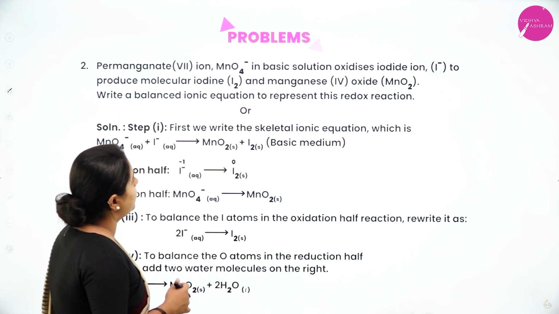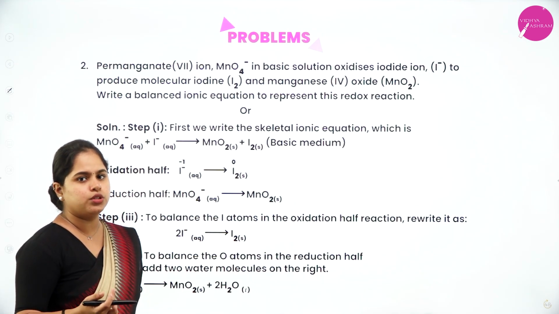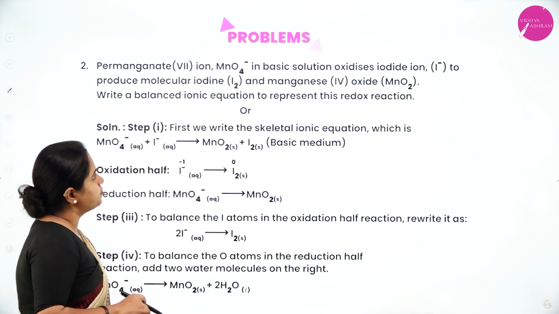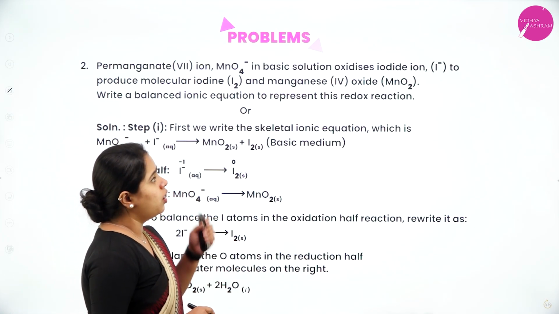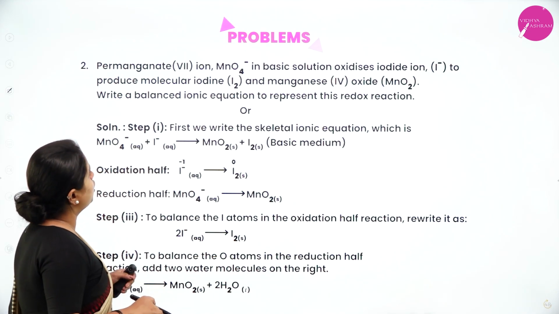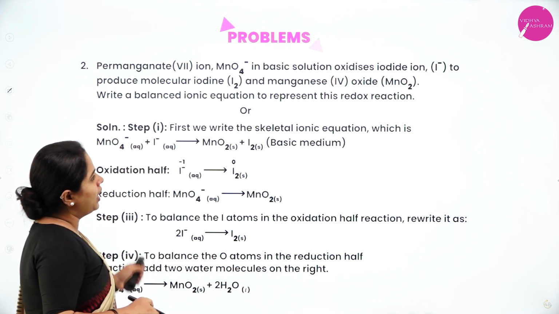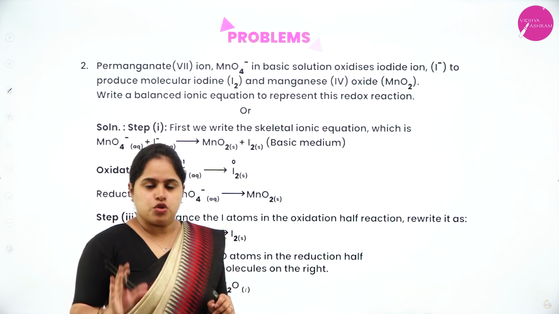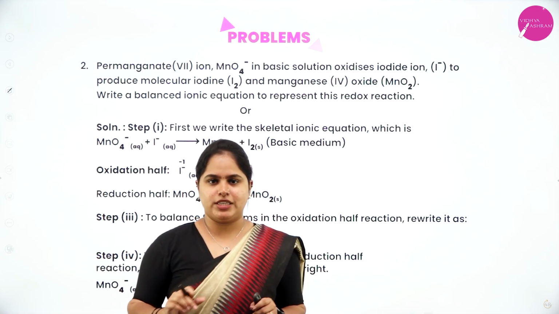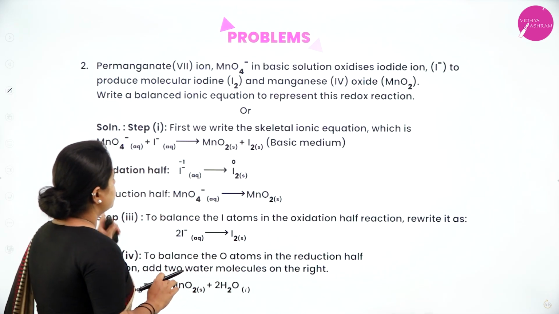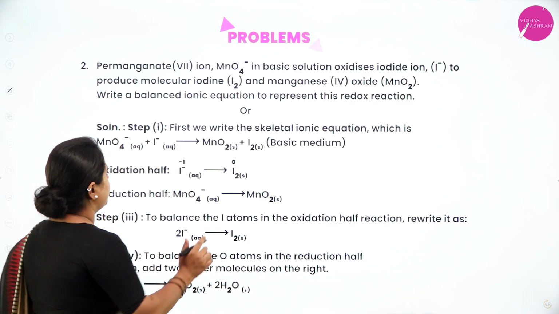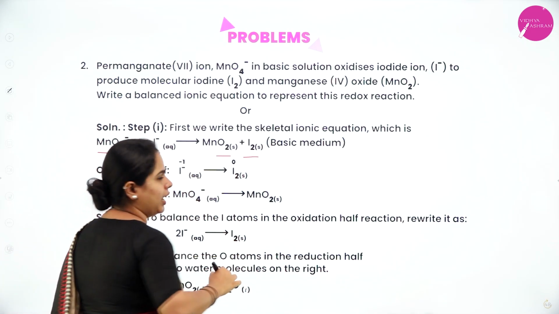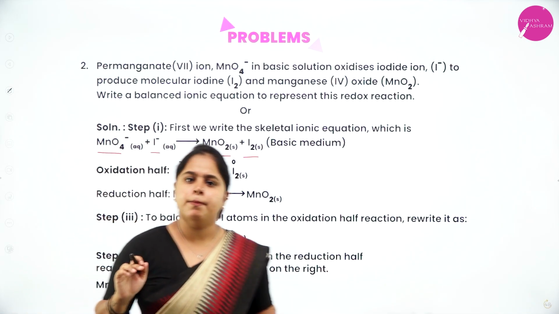Now let's take an example in basic medium, how we are going to do the redox reaction by the half reaction method. Permanganate ion MnO4- in basic solution oxidizes iodide ion to produce molecular iodine and manganese oxide. Write a balanced ionic equation to represent this redox reaction. So we have to write the appropriate equation and then balance it. First we write the skeletal equation, that is MnO4- plus I- gives MnO2 and I2, and it is given that it is in basic medium.